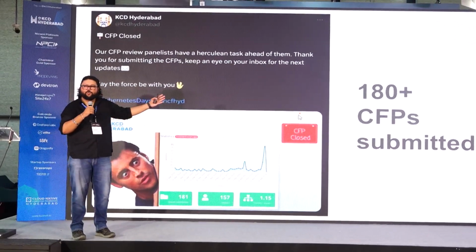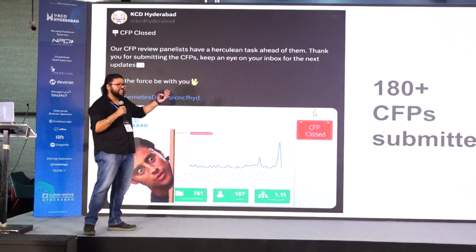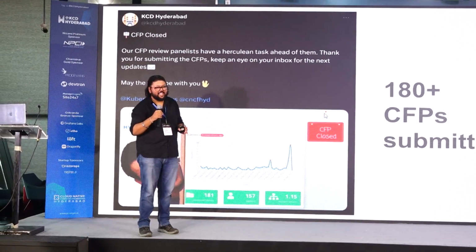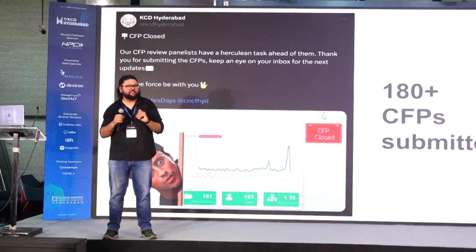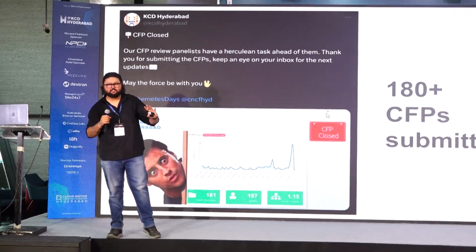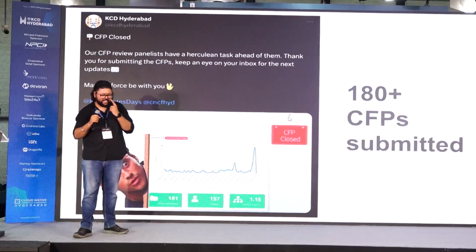So I'm sure a lot of you would have seen this image on Twitter and LinkedIn that we had posted. We had got 182 CFPs that were submitted. And this by far is the largest number of CFPs submitted on an average for the first KCD anywhere. So this is a big feat that we achieved for KCD Hyderabad.